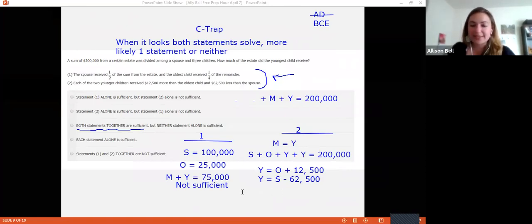If you are curious as to how I arrived at that, I might do something like rearrange each of these in terms of y. So like y minus 12,500 is equal to O. So now I can take that and plug it back in for O. And I can do the same thing with my S equation and plug it back in for S. And then I'll have a one variable equation where it's easy to solve for y, and I know that this is sufficient. So the correct answer here is B.